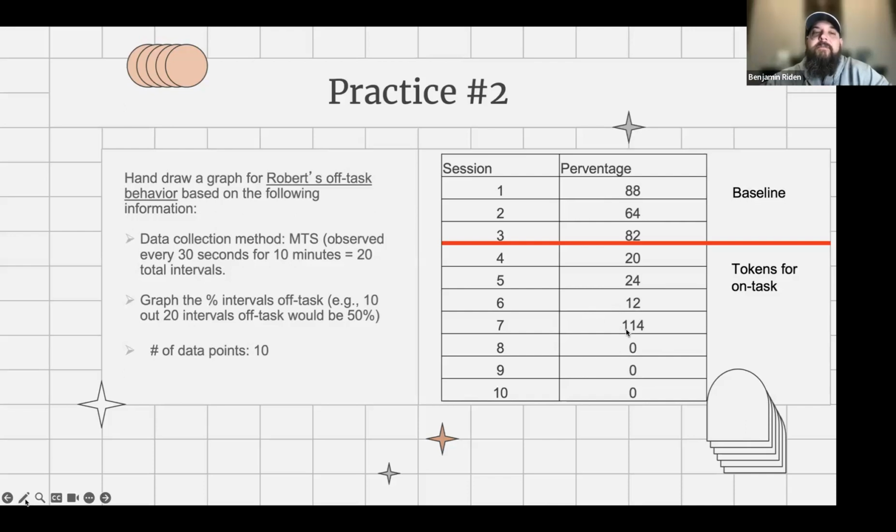Go ahead, pause this video, and hand draw this graph. Make sure you're converting these. This is our percent. Oh, sorry for the typo. This is our percentage. And then go ahead and graph that data. Then come back and you can check your work. So go ahead and pause the video and we'll flip over here in a moment.